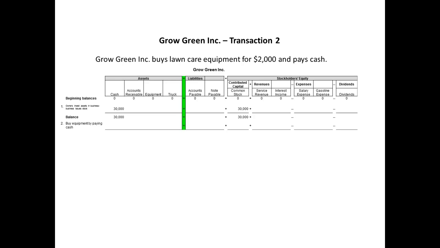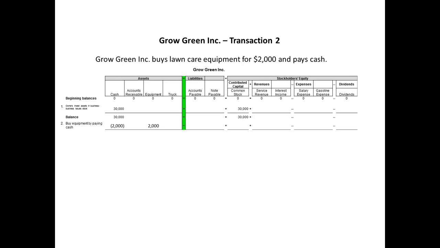Instead of using a minus sign to indicate a negative number, accountants use parentheses so that it's easier to spot the negative amounts. Since Grow Green bought equipment, its equipment increased, so we'll enter a positive $2,000 in the equipment column. It's okay that both accounts affected are on the same side of the equal sign in the accounting equation, as long as the equation stays in balance. Again, we have to calculate our new account balances.